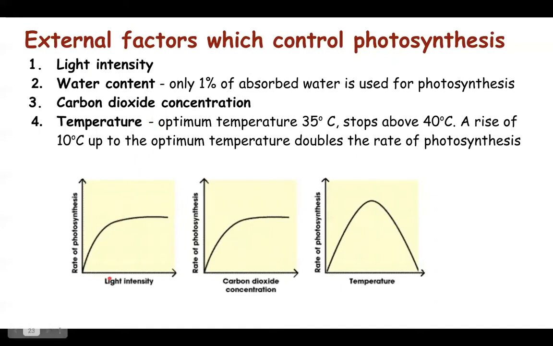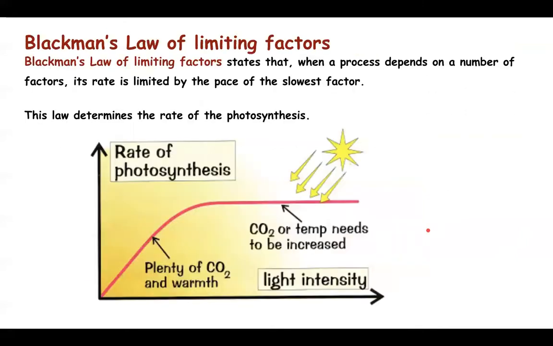So the rate of photosynthesis increases with light intensity, but thereafter becomes stable, because additional light intensity is bad for a plant. It can lead to solarization. Again, it increases with carbon dioxide concentration, then it stops after some time, because extra carbon dioxide will cause closure of the stomatal apparatus. It increases with temperature, but if the temperature exceeds 40, the rate of photosynthesis goes down. So these are the external factors which control photosynthesis.